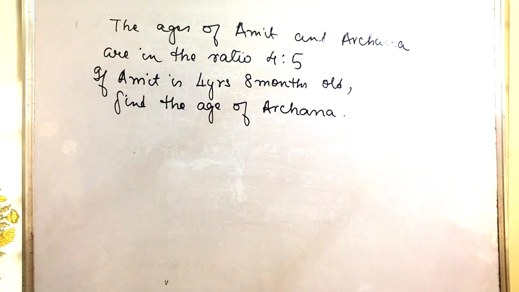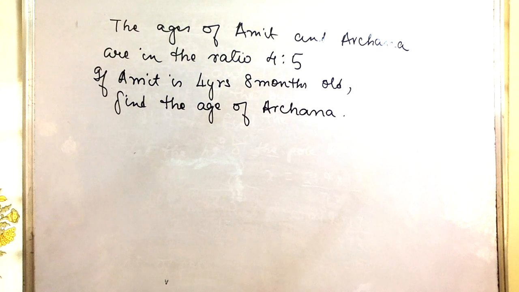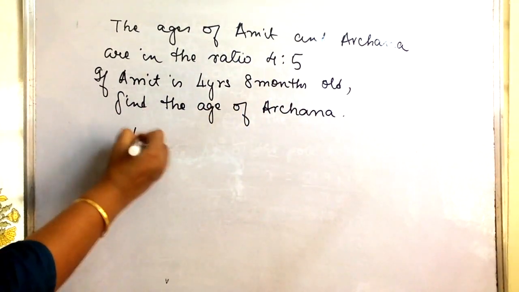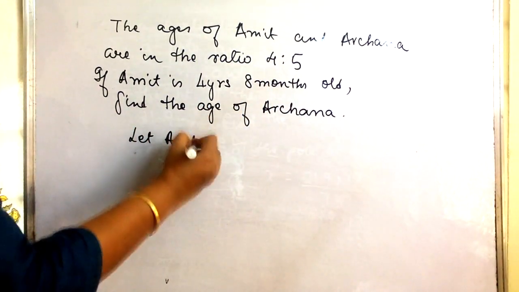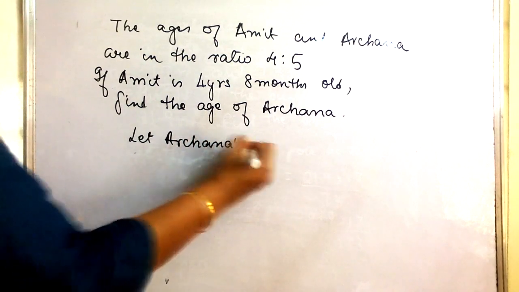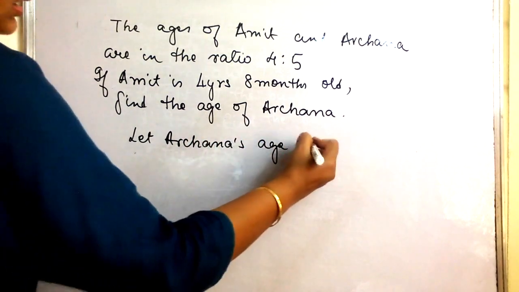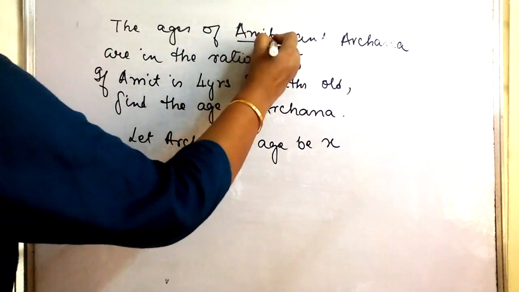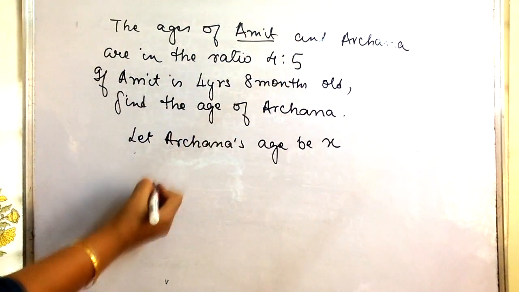Okay. Now the ages of Amit and Archana are in the ratio 4:5. If Amit is 4 years 8 months old, find the age of Archana. So they have given the ratio. So let Archana's age be x. That is what we have to find. Okay. So here they named Amit first. So we'll put 4 years 8 months.